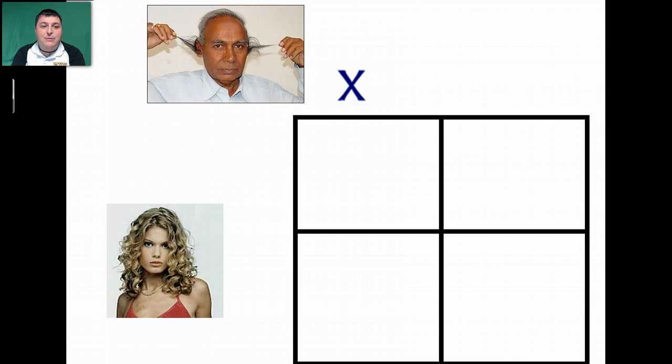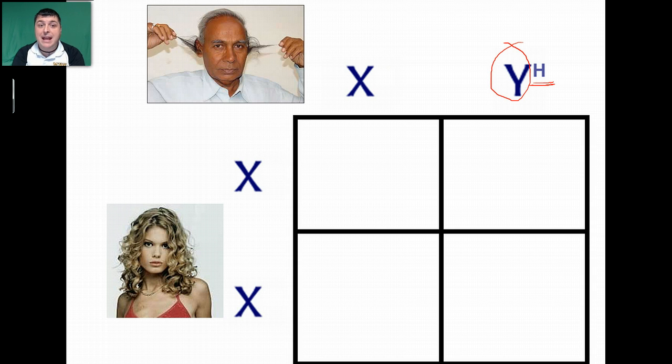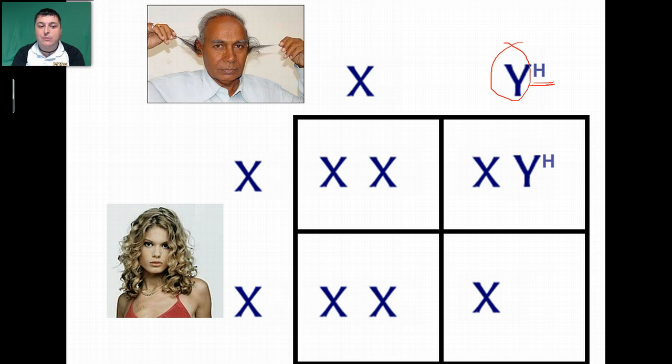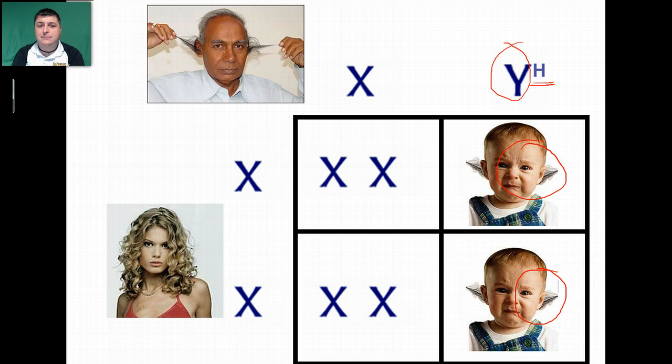So if we imagine that we have this gentleman here who has the gene for ear hair, and of course it's on the Y chromosome, and marries this young lady here who does not have the gene because she's XX, when we do the Punnett square, who gets the ear hair trait? Only the sons.